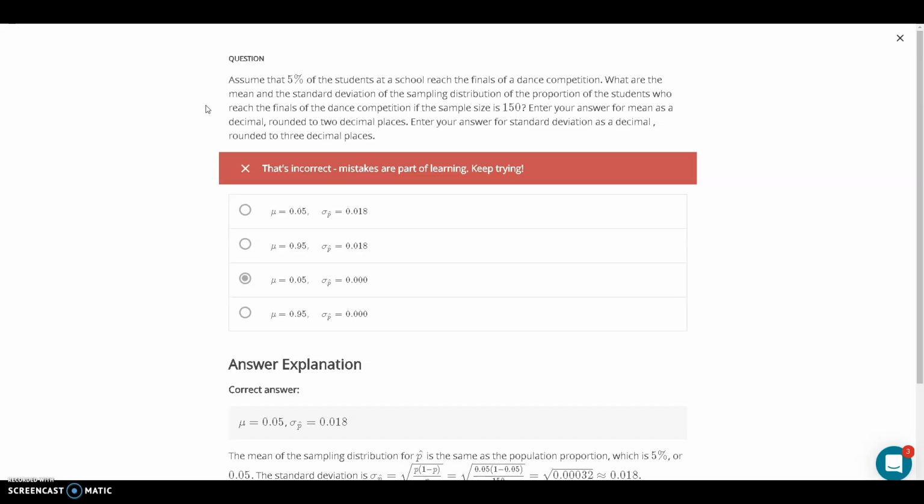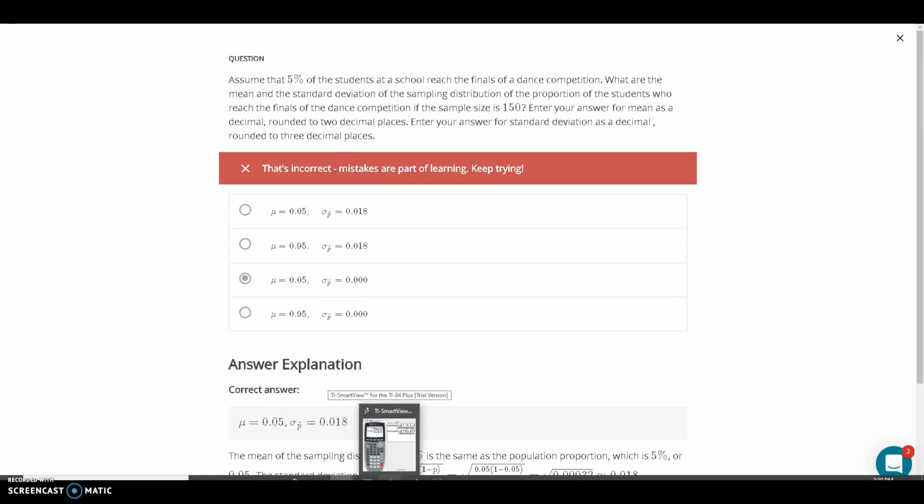So it says, assume that 5% of students at a school reach the finals of a dance competition. So 5% is actually your mean. What are the mean and the standard deviation of the sampling distribution of students? You have a sample size of 150. So basically what they want is the mean and the standard deviation for this problem.